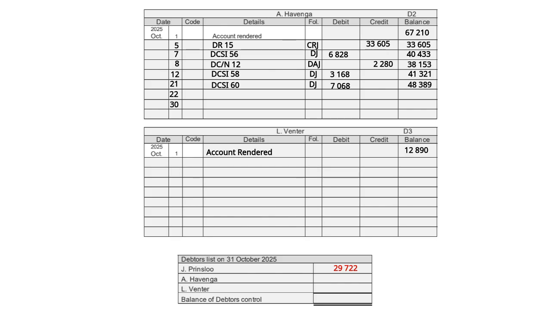This is from the sales on 12 October. So 792 is my return in the credit column. I know it is my DAJ journal when I return. I will issue a duplicate credit note, and my balance is now 47597.